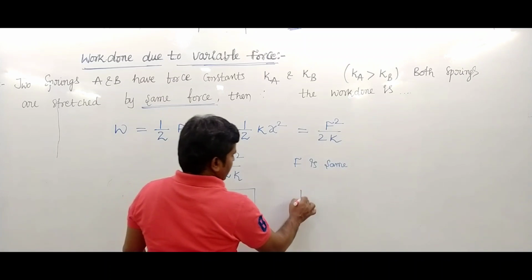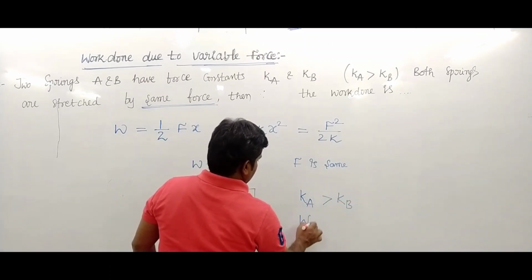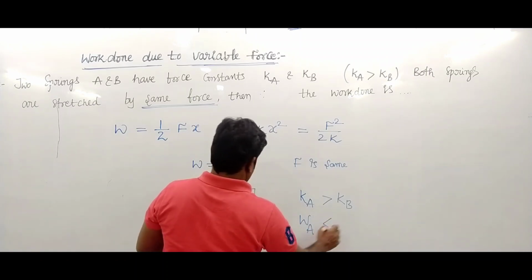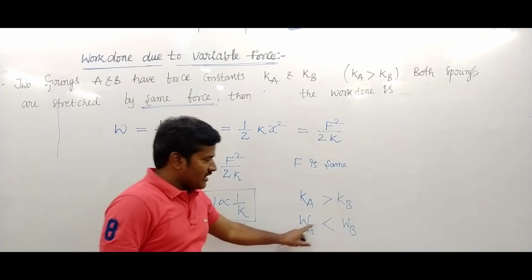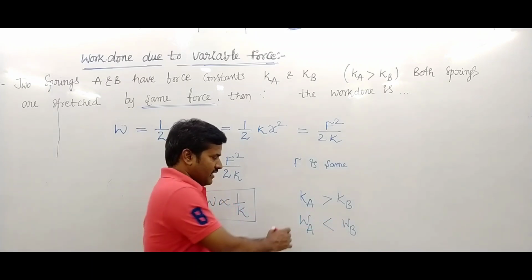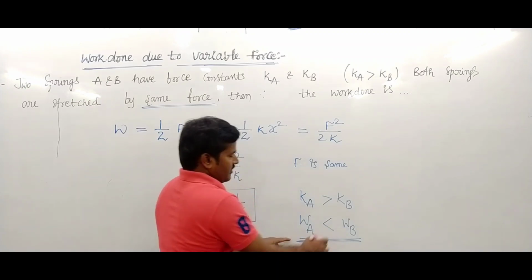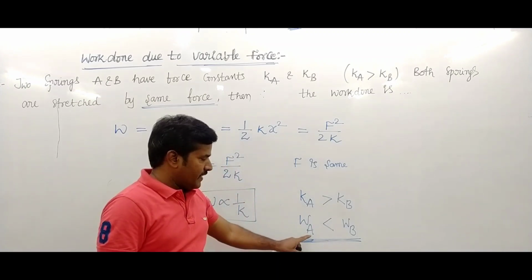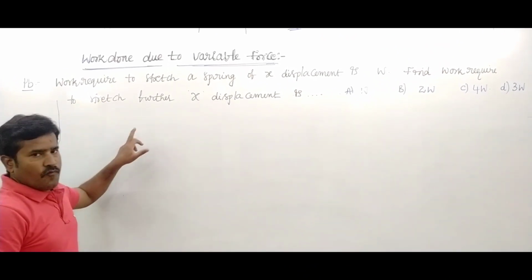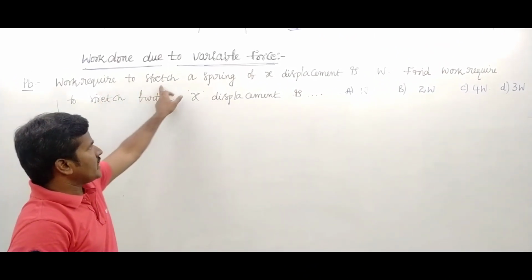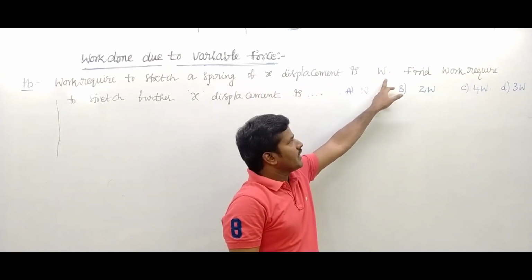Under this condition, Ka is greater than Kb, so the work done on A is less than the work done on B. The smaller work done is WA, for the spring having the larger force constant.